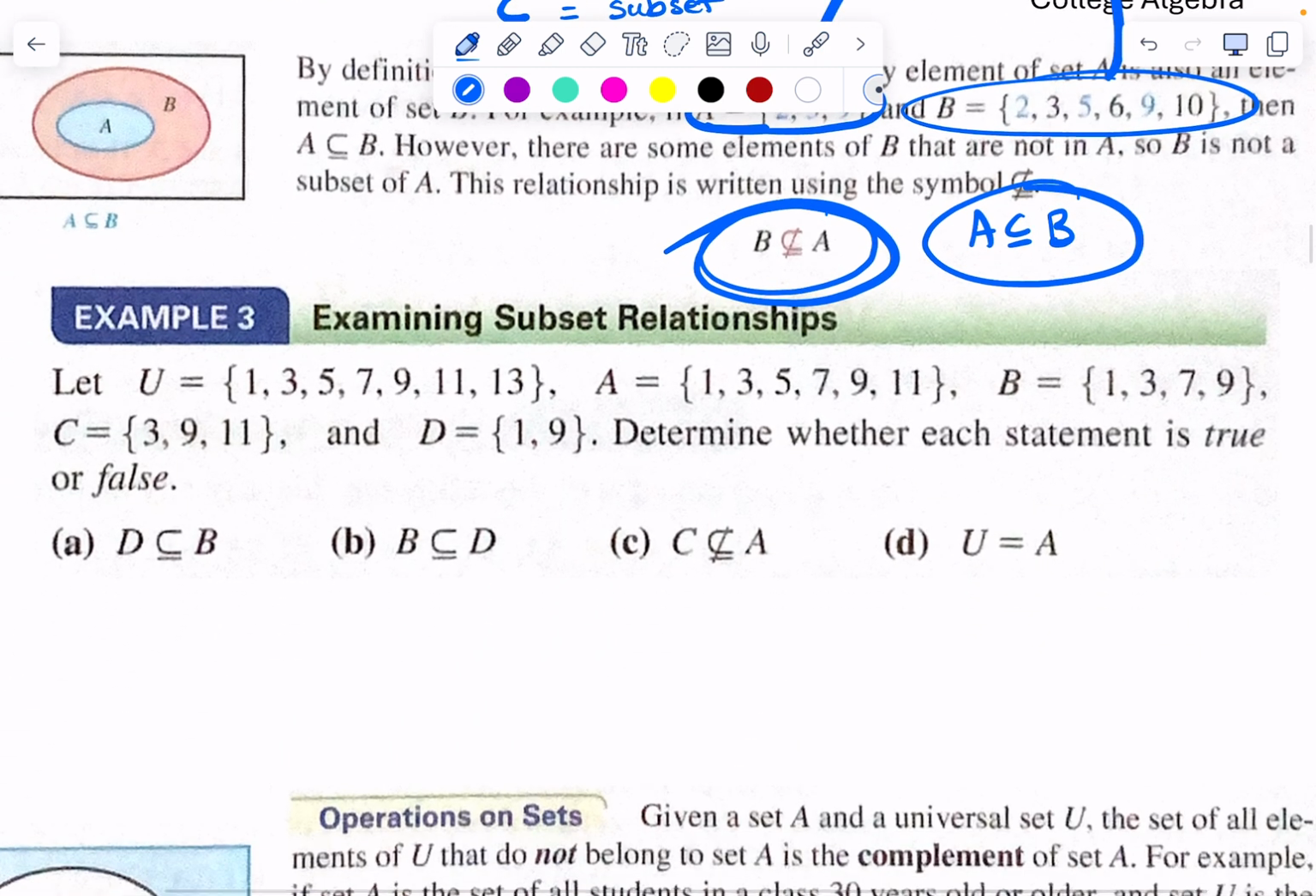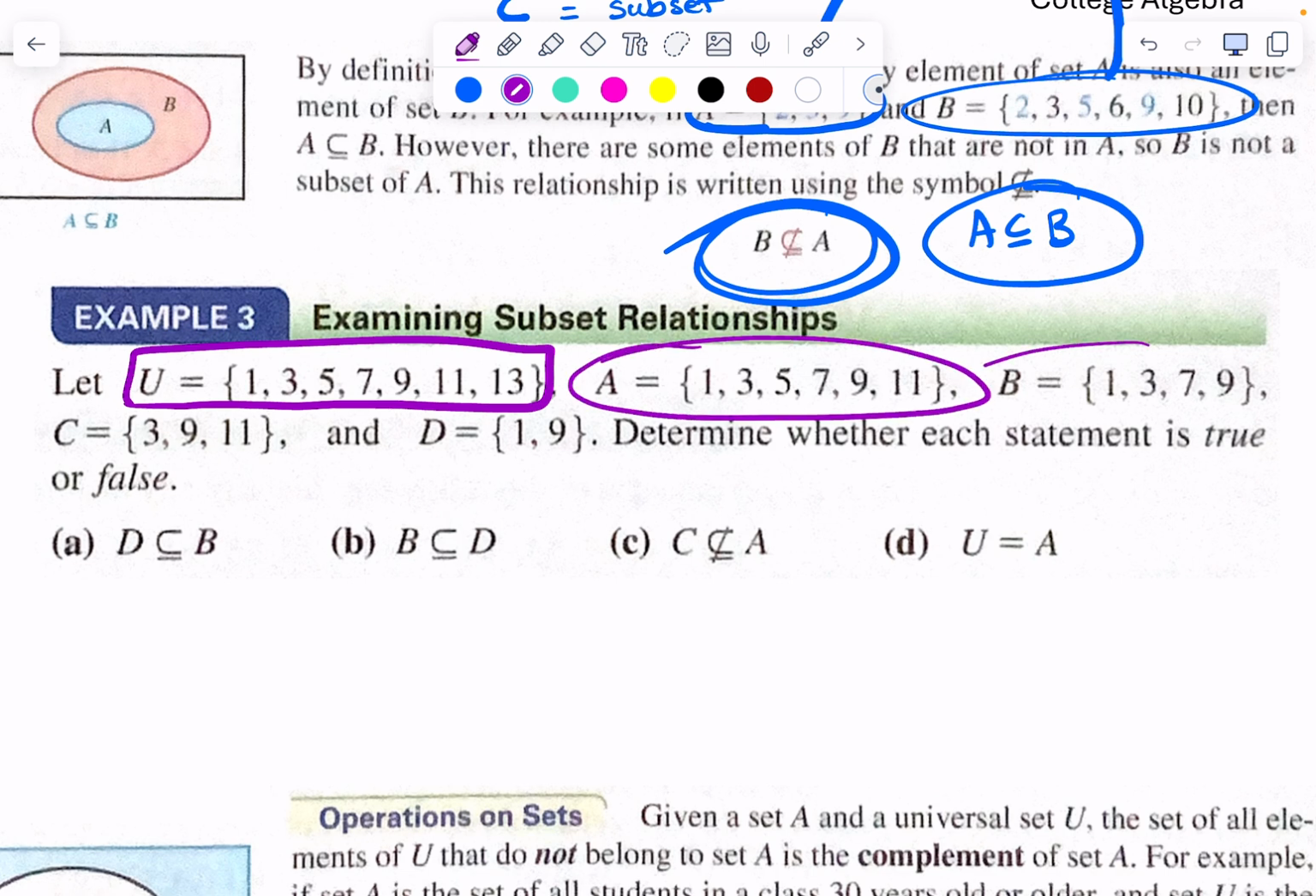So now they're going to give us 3 sets. And I think when they do this, they say U is like the universal set. Like the set of all of the things. But I don't know that it really matters. Whatever. Then they have A is a set, B is a set, C is a set, D is a set.